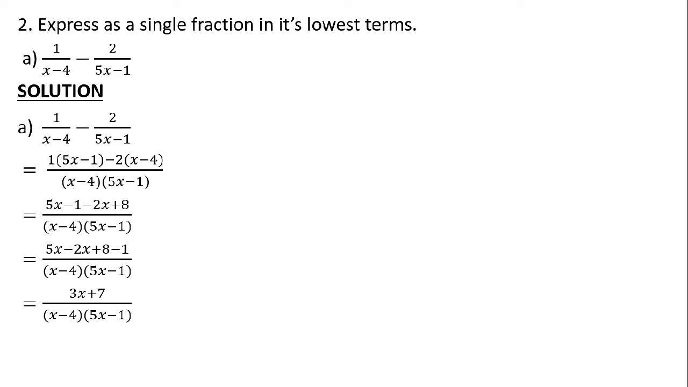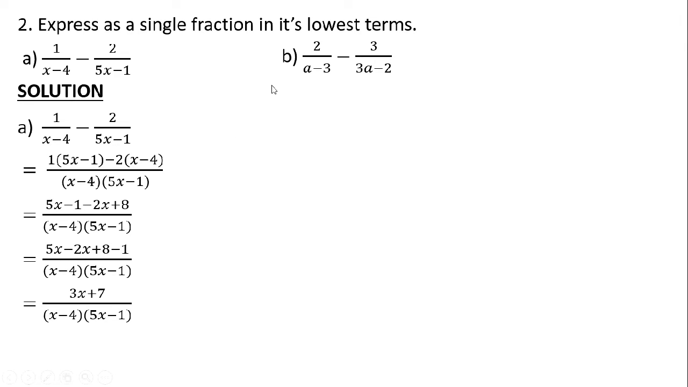3x plus 7 cannot be simplified. They are unlike terms, so you leave them like that. We go to part B. Part B, we have 2 divided by a minus 3 minus 3 divided by 3a minus 2. So the way we solve the first question, that is how we are going to solve this one.